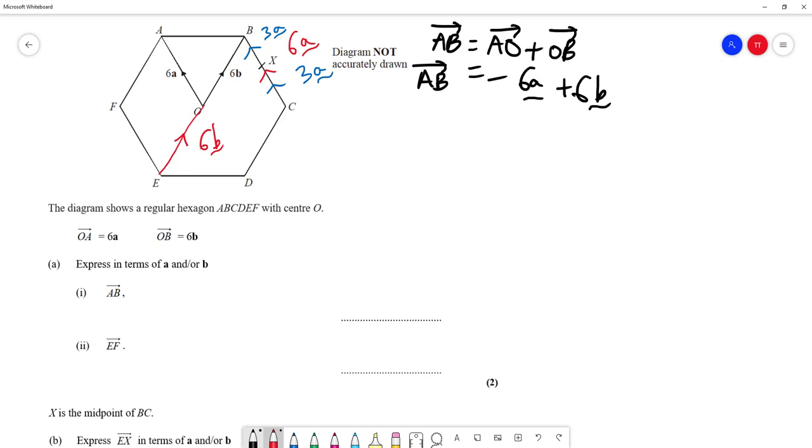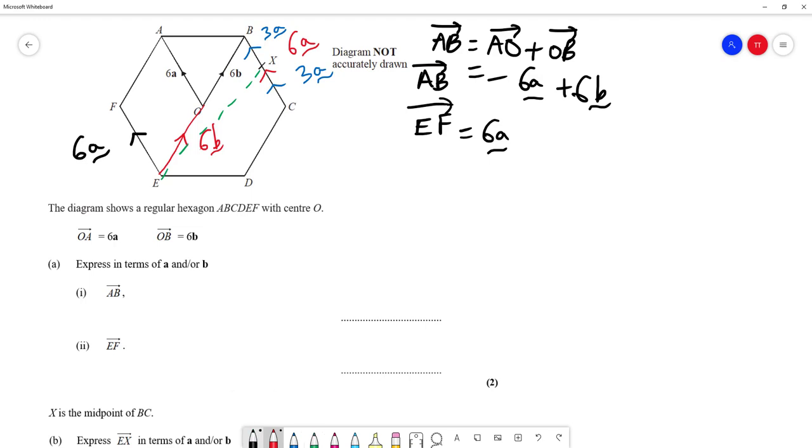Now EF is exactly the same direction as OA. So if OA is positive 6a, EF is exactly the same because it's the same direction, so EF is 6a. Then X is the midpoint of BC, which we've done and marked in the corresponding vectors. We want to express EX in terms of a and b, so I'm going to draw that line in. So that's the vector that we want.